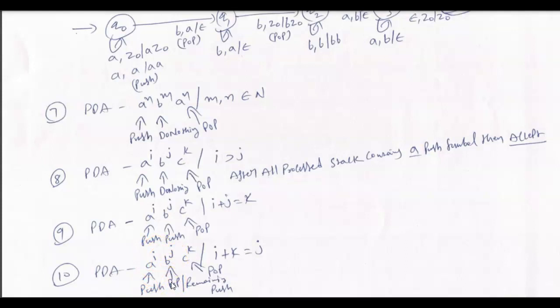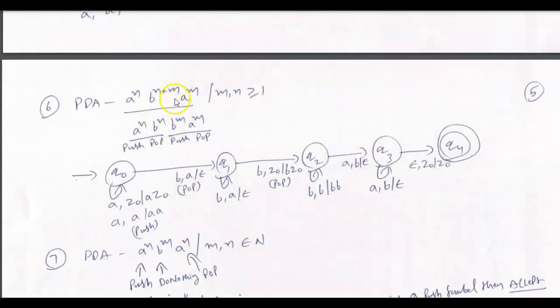After that, whatever the remaining B's, again push. After that, for C it is pop. If it is a valid string, then everything will be okay. This is similar to what we went through over here: a to the power of n, b to the power of n plus m, and a to the power of m.